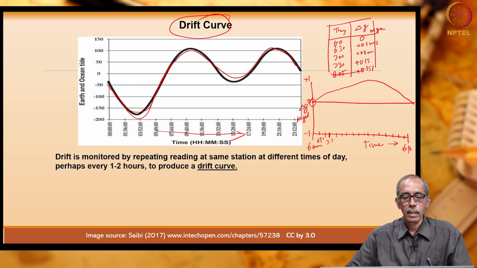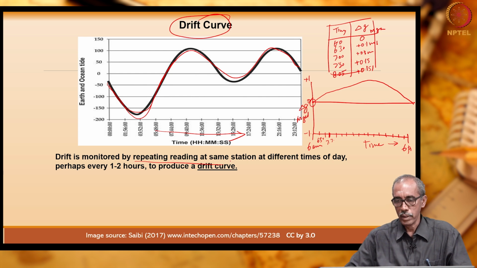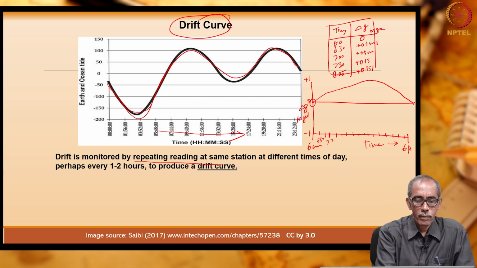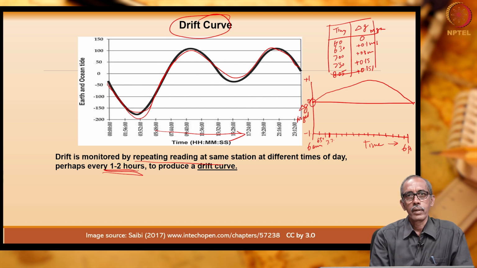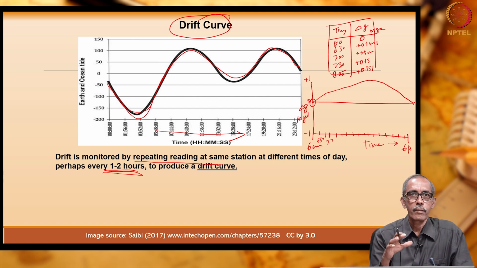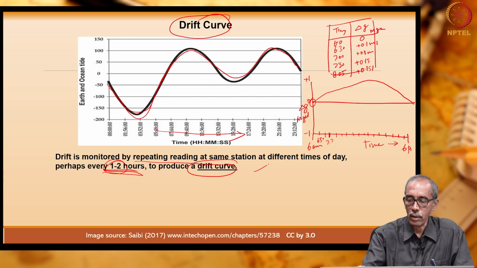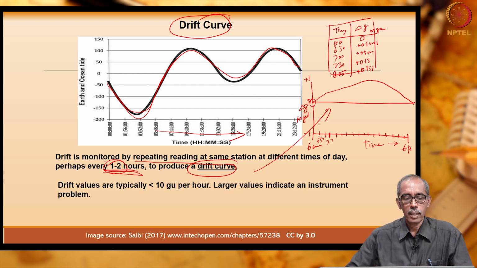Drift is monitored by repeating the reading at the same station at different times of the day. This interval is left to you. It is preferable to go every 15 minutes or half an hour, depending upon the site conditions and the logistic facility. You can decide the time interval and prepare what is known as drift curve as I have plotted.